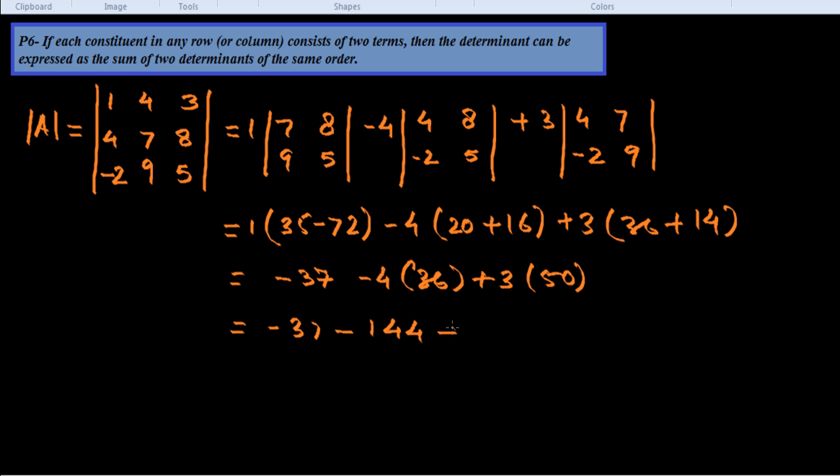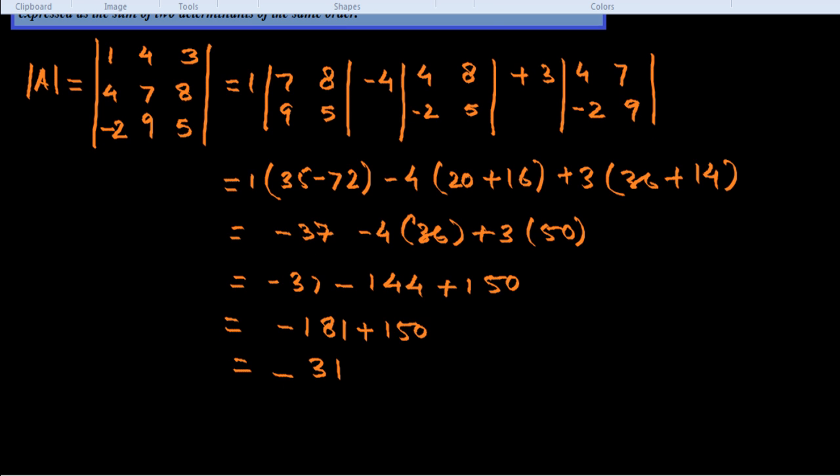And here 150. So we get here 181 minus 181 plus 150. We get here minus 31. So this is the value we have got here, the value of this determinant.